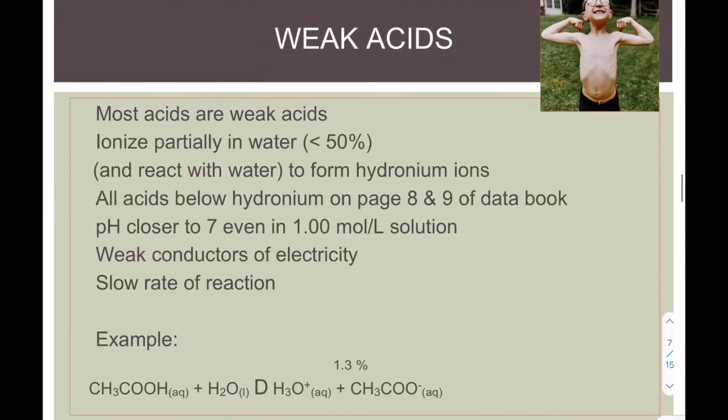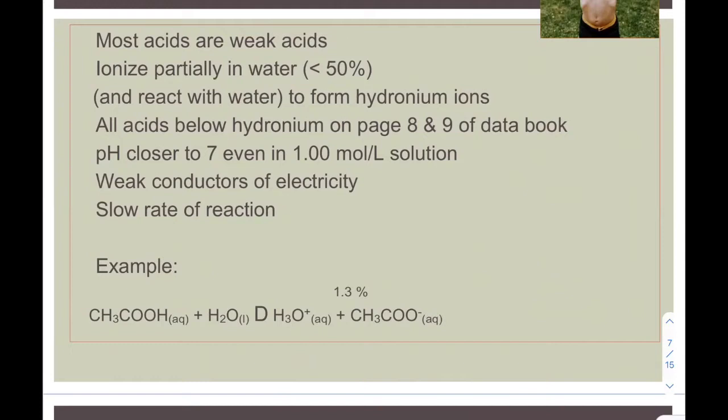giving it a very low pH. Weak acids, however, again this is an arrow and this should say 1.3% right here. Weak acids, however, do not ionize 100%. Here we have an example of acetic acid reacting with water. Its percent reaction is only 1.3%. So if we had, say, a 1.0 mole per liter solution of acetic acid, the concentration of our hydronium ions is going to be much lower than 1.0, because this only ionizes 1.3%.